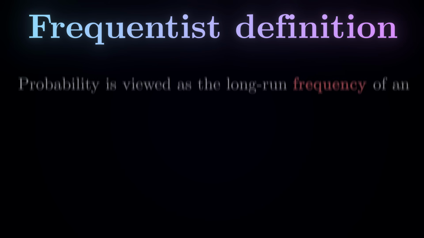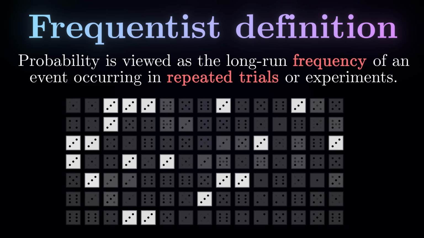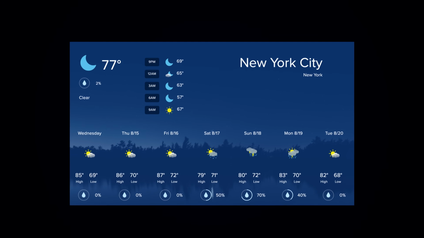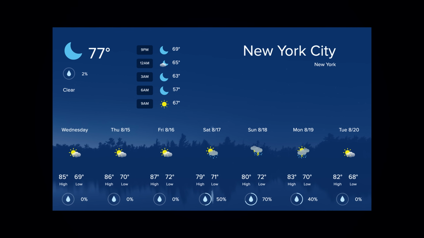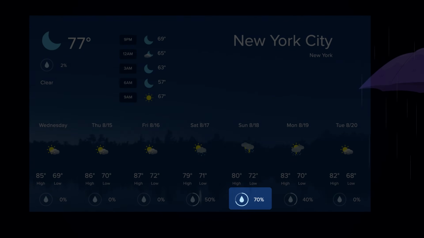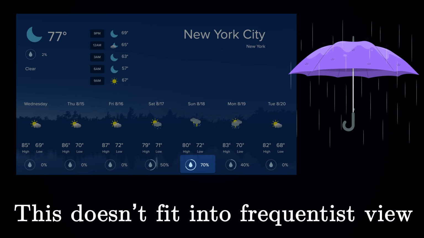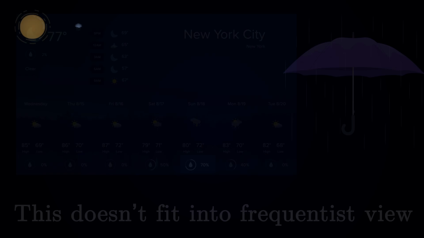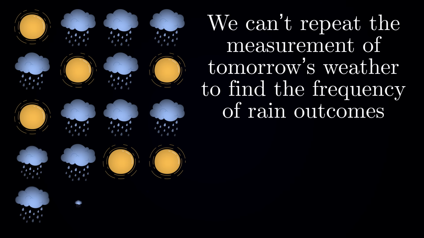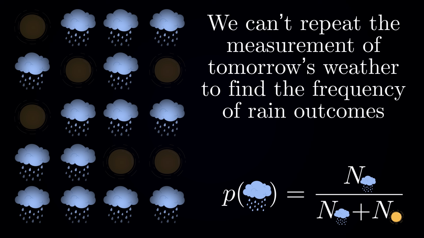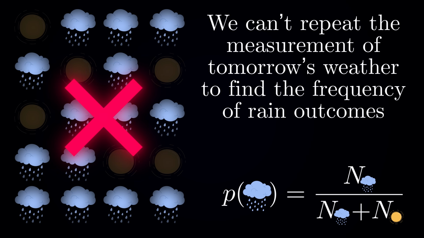While this interpretation works well for dice or coin flips, it has limitations. Consider a weather forecast stating the probability of rain tomorrow is 70%. We intuitively understand this, but it doesn't fit neatly into the frequentist definition. We can't repeat tomorrow's weather multiple times to find the frequency of rain outcomes. Tomorrow will happen only once, and it will either rain or not.